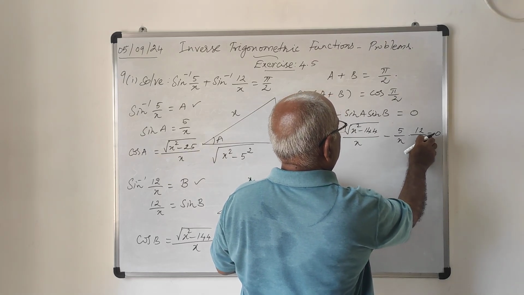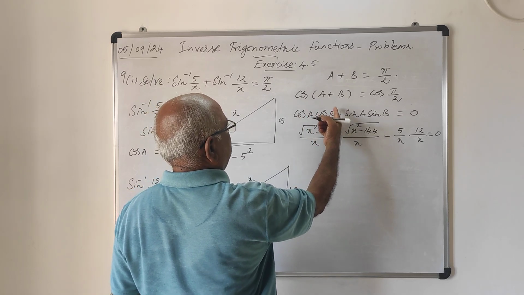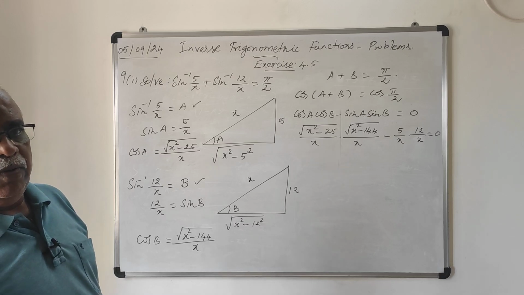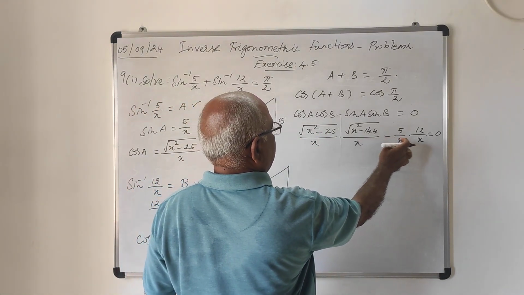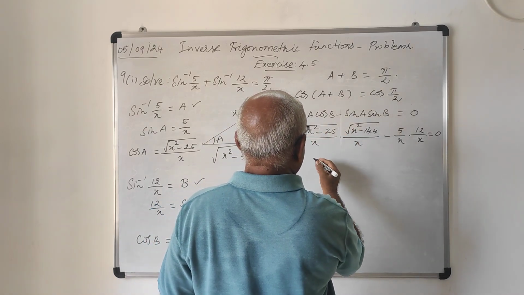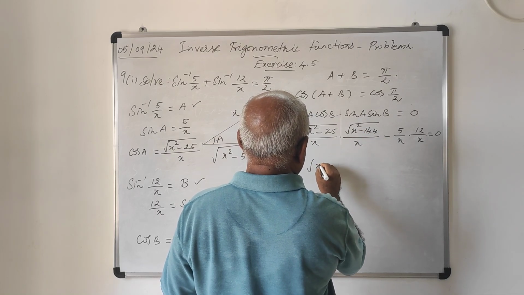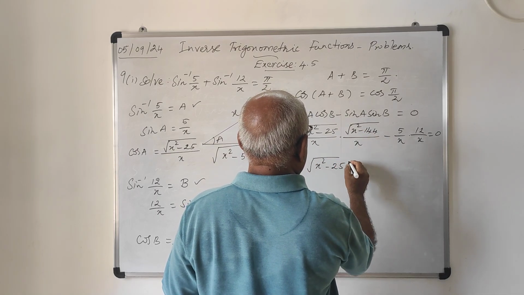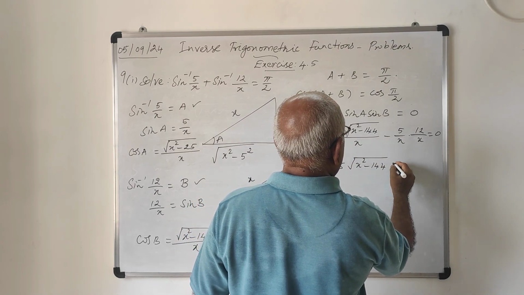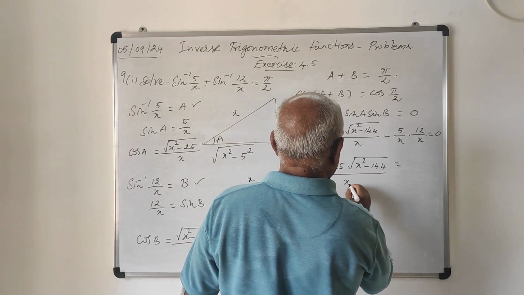So after the cos operation on both sides, cos of A plus B equals cos A cos B minus sin A sin B, which is cos 90, that is 0. Now the numerator is root of x square minus 25 into x square minus 144, equal to, this is by x square in the denominator.